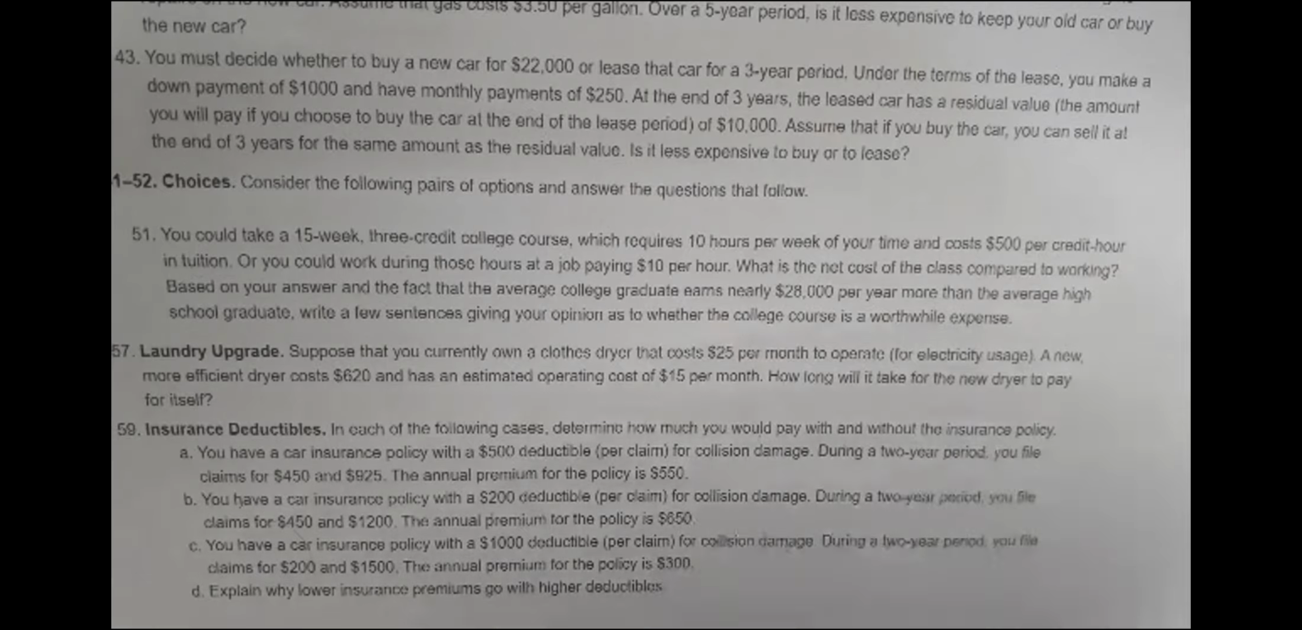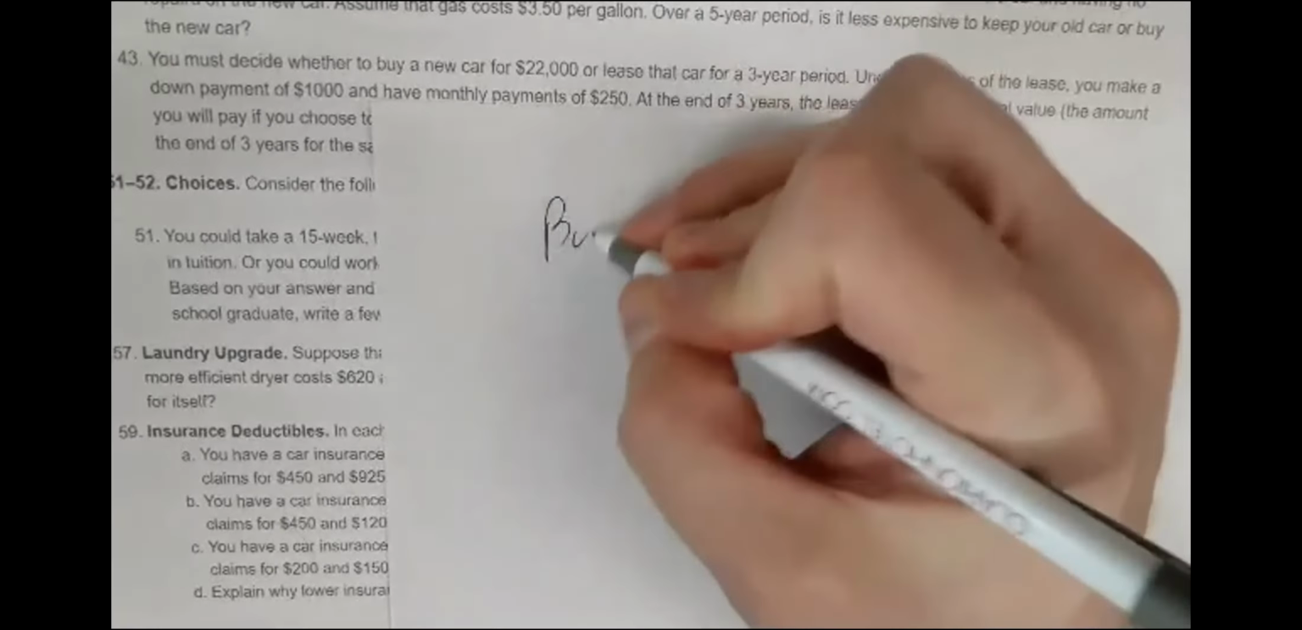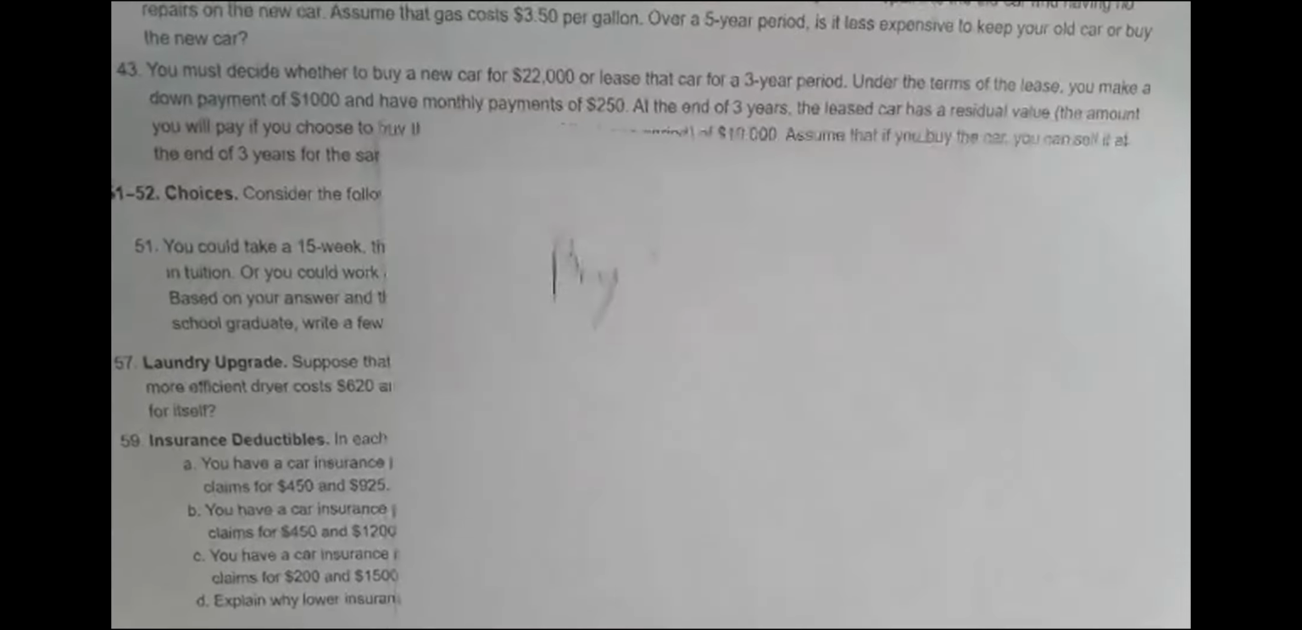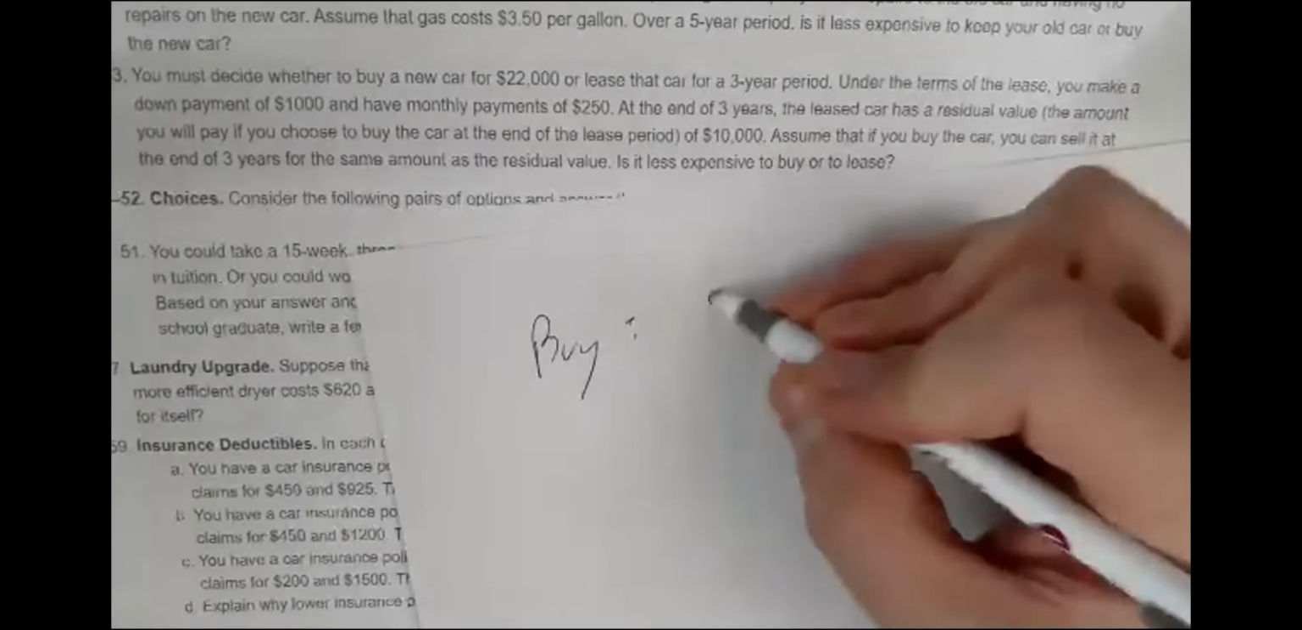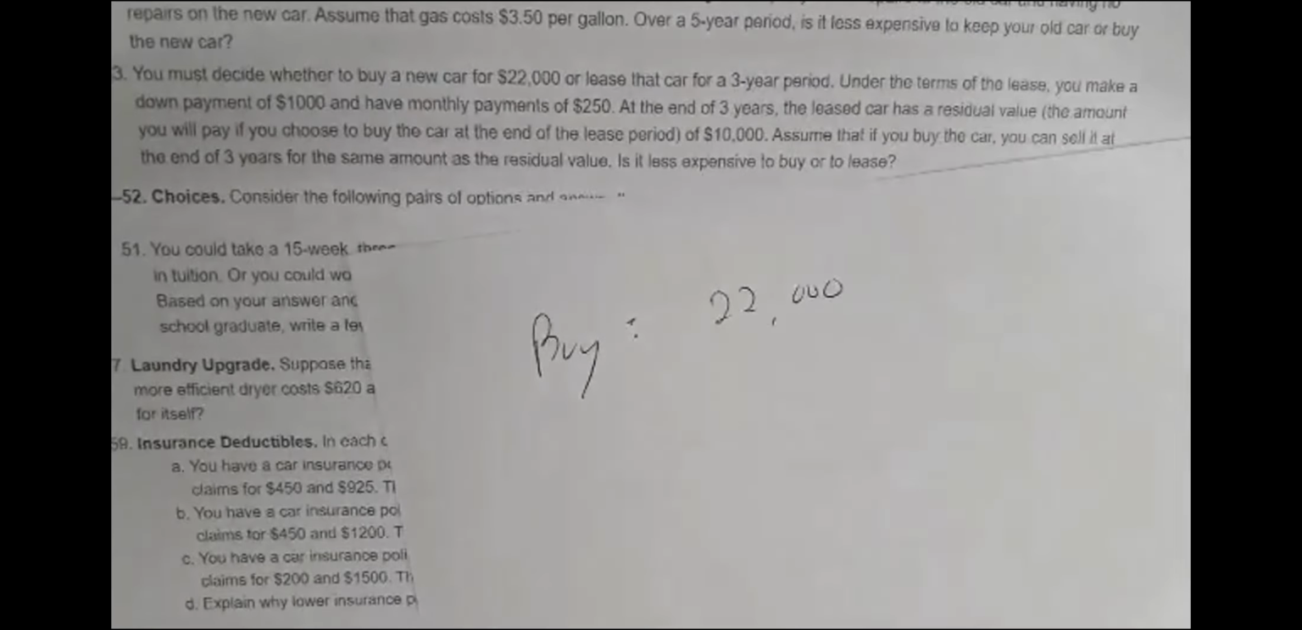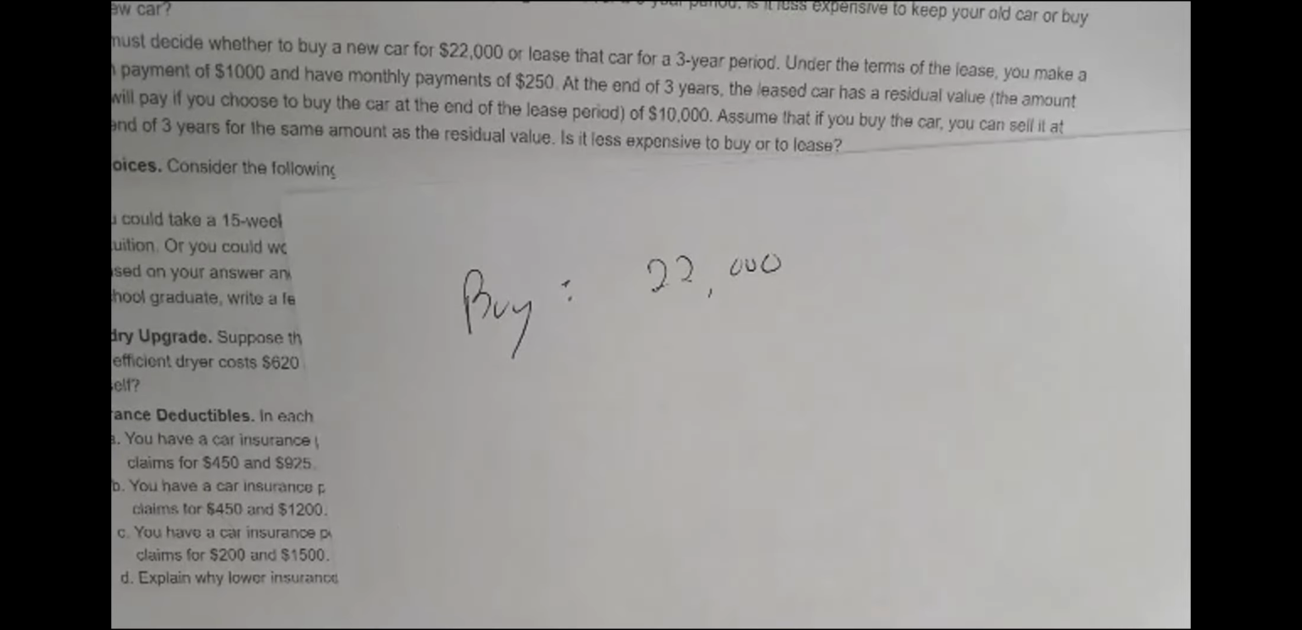So if we buy a car, they're saying what, 22,000 is how much we would have to buy it for, or lease the car for a 3-year period.